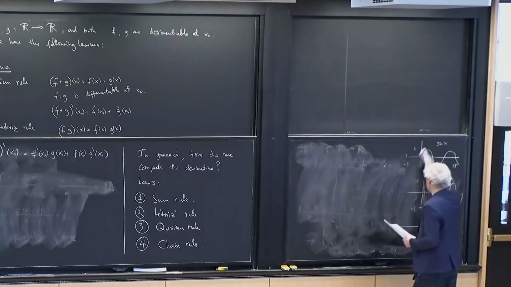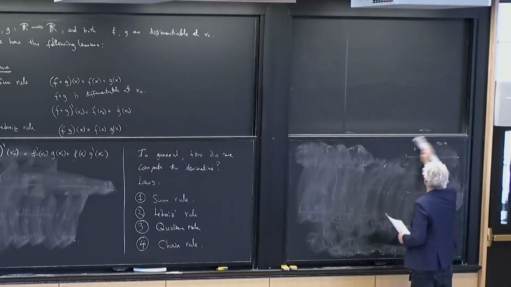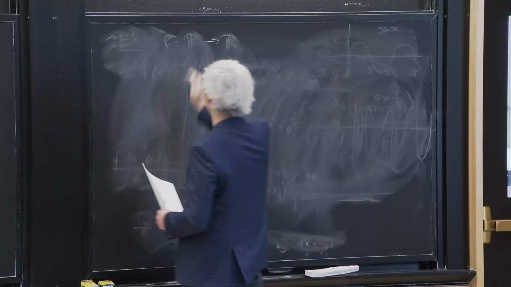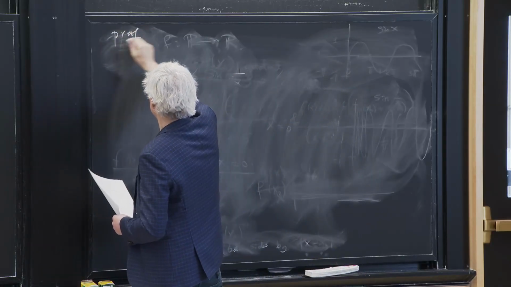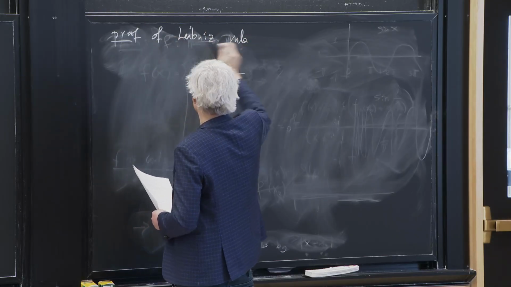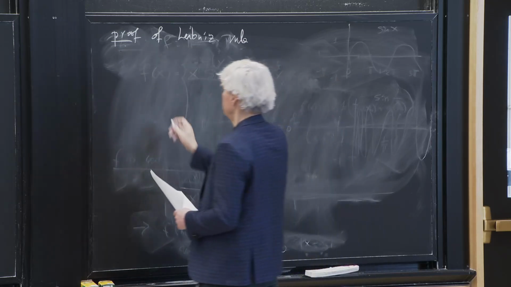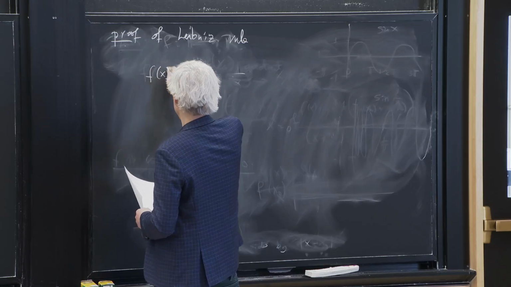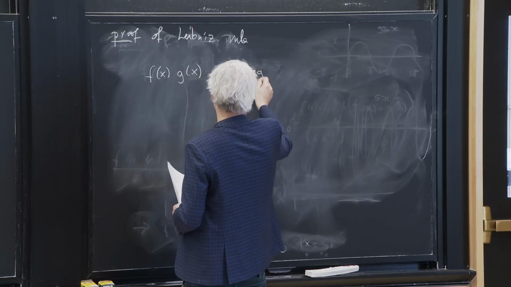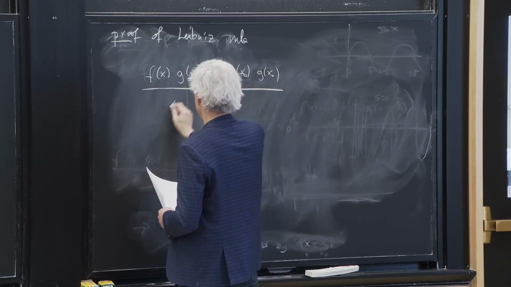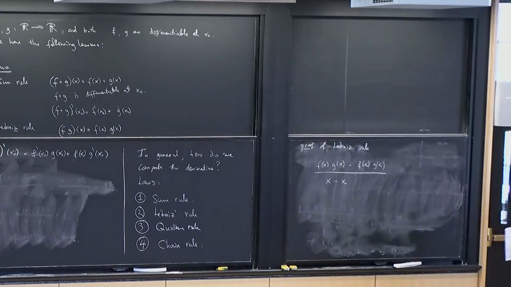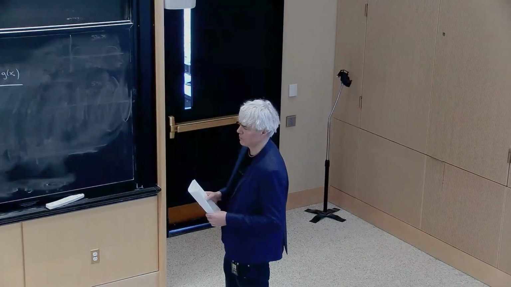And so let's prove the Leibniz rule. We have these two functions. We're looking at f of x times g of x. We form the difference quotient. So this is the difference quotient, with x minus x0 in the denominator. We do this trick that we've done a bunch of times before when we also looked at products.